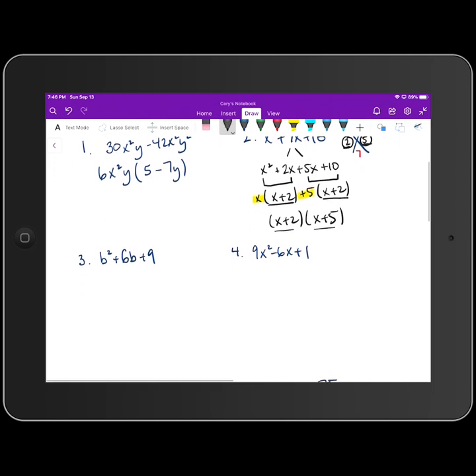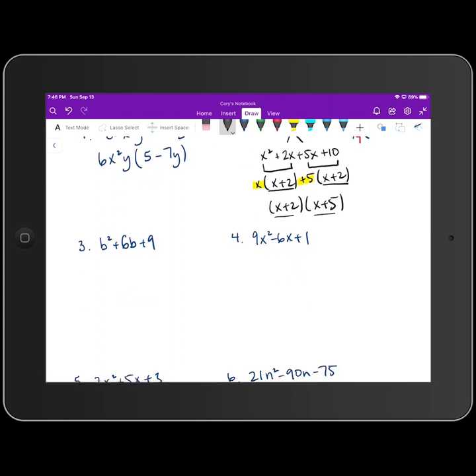Okay, let's do 3 together. So for 3, we have b squared plus 6b plus 9. And when I look at all three of those terms, there is no common factor for those three terms. So I'm going to make my x over here on the side. The number that goes on top is going to be the constant term times the leading coefficient. So 9 times the leading coefficient 1 is 9. The number that goes on bottom is going to be the coefficient of the middle term, which is 6.